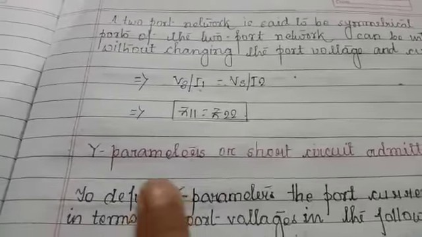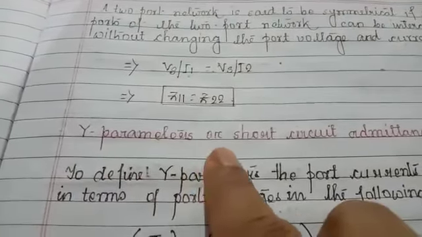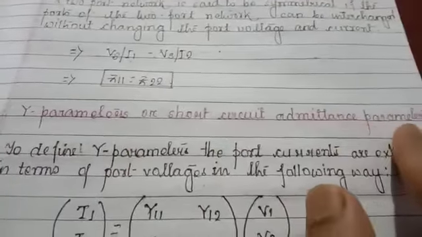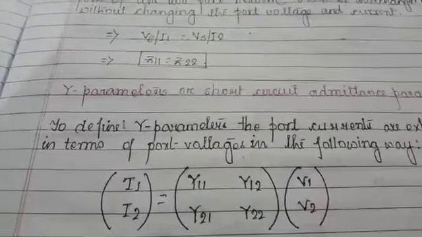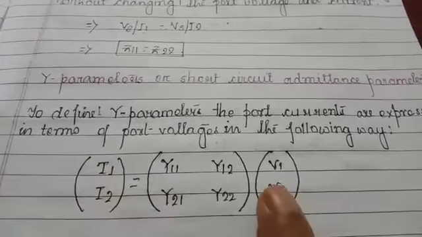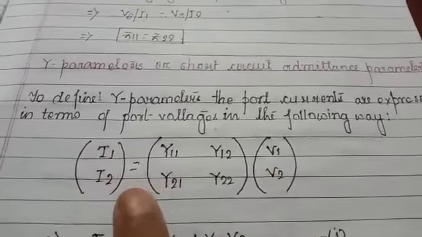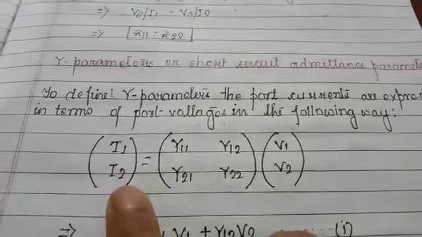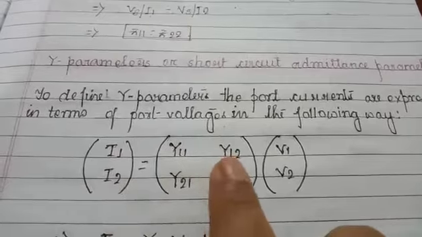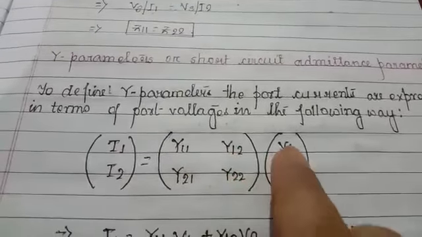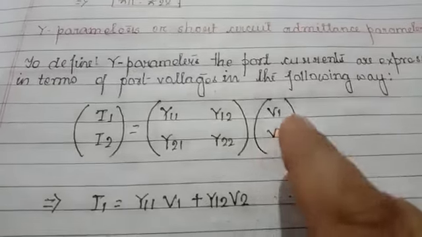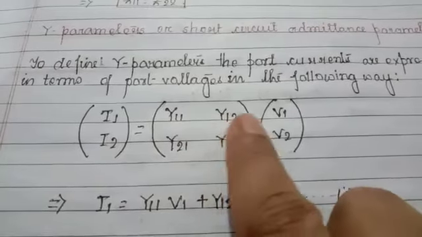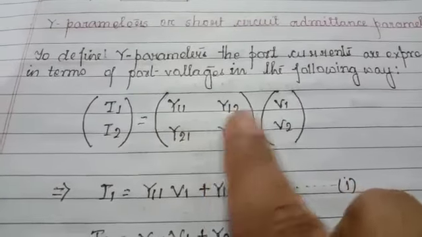The next parameter for a two-port network is Y parameters. Y parameters are known as short circuit admittance parameters as well. To define Y parameters, the port currents are expressed in terms of port voltages by these two equations. I1, I2 is equal to the matrix Y11, Y12, Y21, Y22 times the column vector V1, V2. So these Y's are the Y parameters of the two-port network.